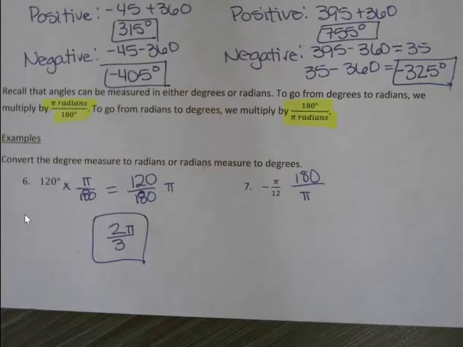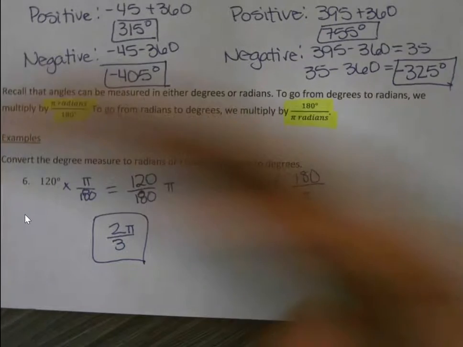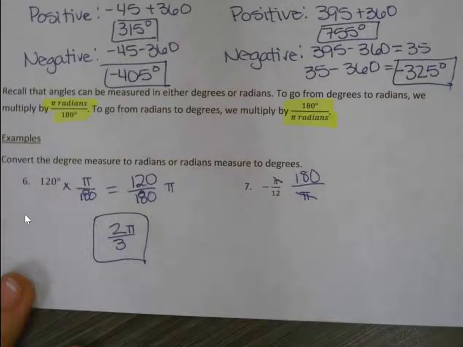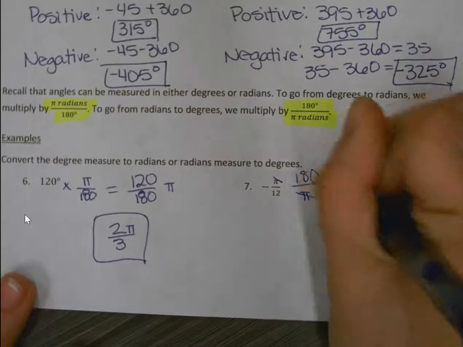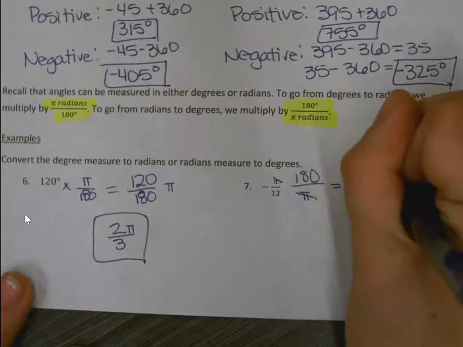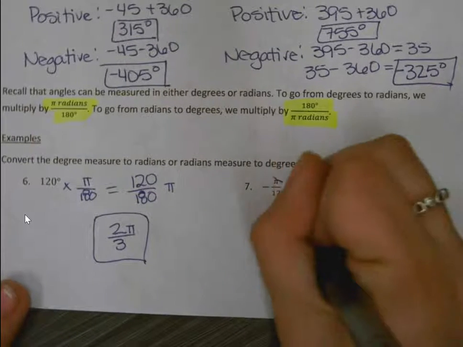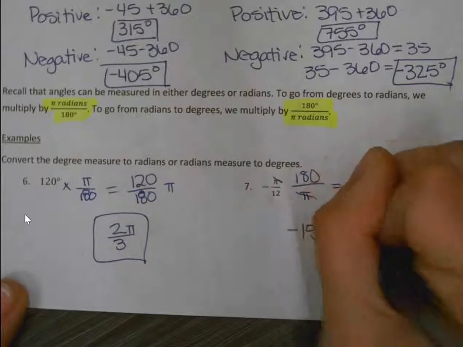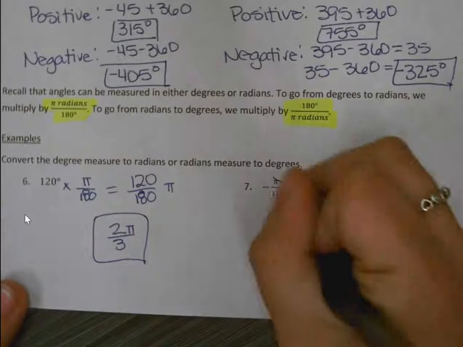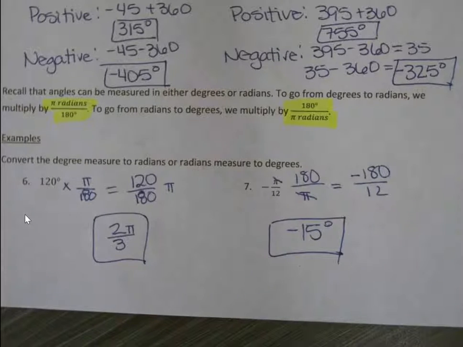So on number 7, what I want to do is I have a pi on the top and bottom. I'm going to start off by crossing those out. So I'm going to rewrite this. I have negative 180 over 12. Negative 180 divided by 12 gives me negative 15. So since I went from radians to degrees, I have to remember my degree symbol. Questions on number 7? Okay, then after this, there's one more thing I need to teach you.